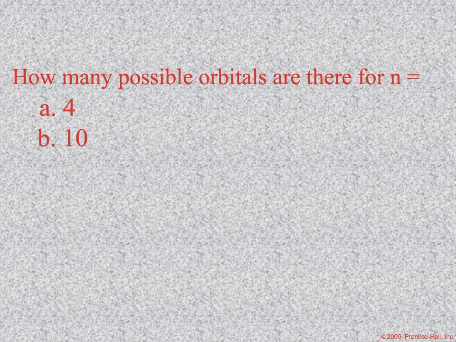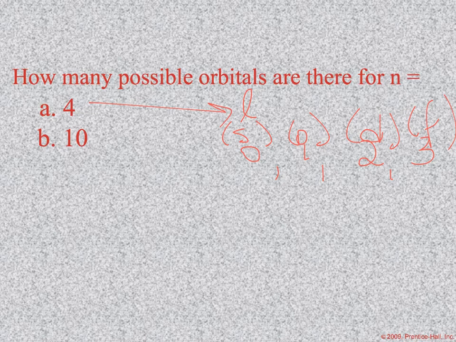And I lied. There's another question. I thought that was it. How many possible orbitals are there if n equals 4? I'm going to show you the long, laborious way and then the shortcut way. So if n equals 4, what are the values that L can have? L can have values of 0, 1, 2, and 3. So that's S sublevel, P sublevel, D sublevel, and F sublevel.